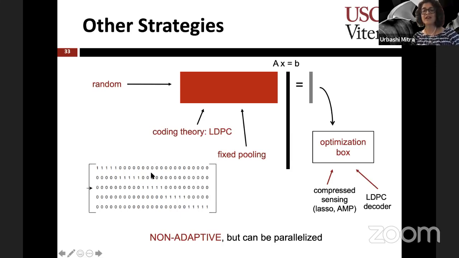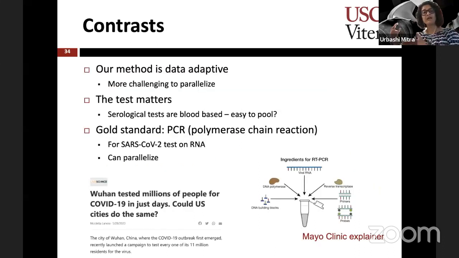And the challenges there are designing the pooling that you're going to do. This can be done in a randomized fashion. People are using coding theory, so ideas from low density parity check codes, as well as other strategies, even those that are based on the classical binary search strategy. And then these are fed into some kind of optimization box. And so people are using things like compressed sensing, generalized approximate message passing, et cetera, as well as decoders that we use in coding theory. So these are not adaptive strategies, but they can be parallelized. And so there are some benefits to using schemes like this. So again, our method is data adaptive, all right, but it's more challenging to make parallel.